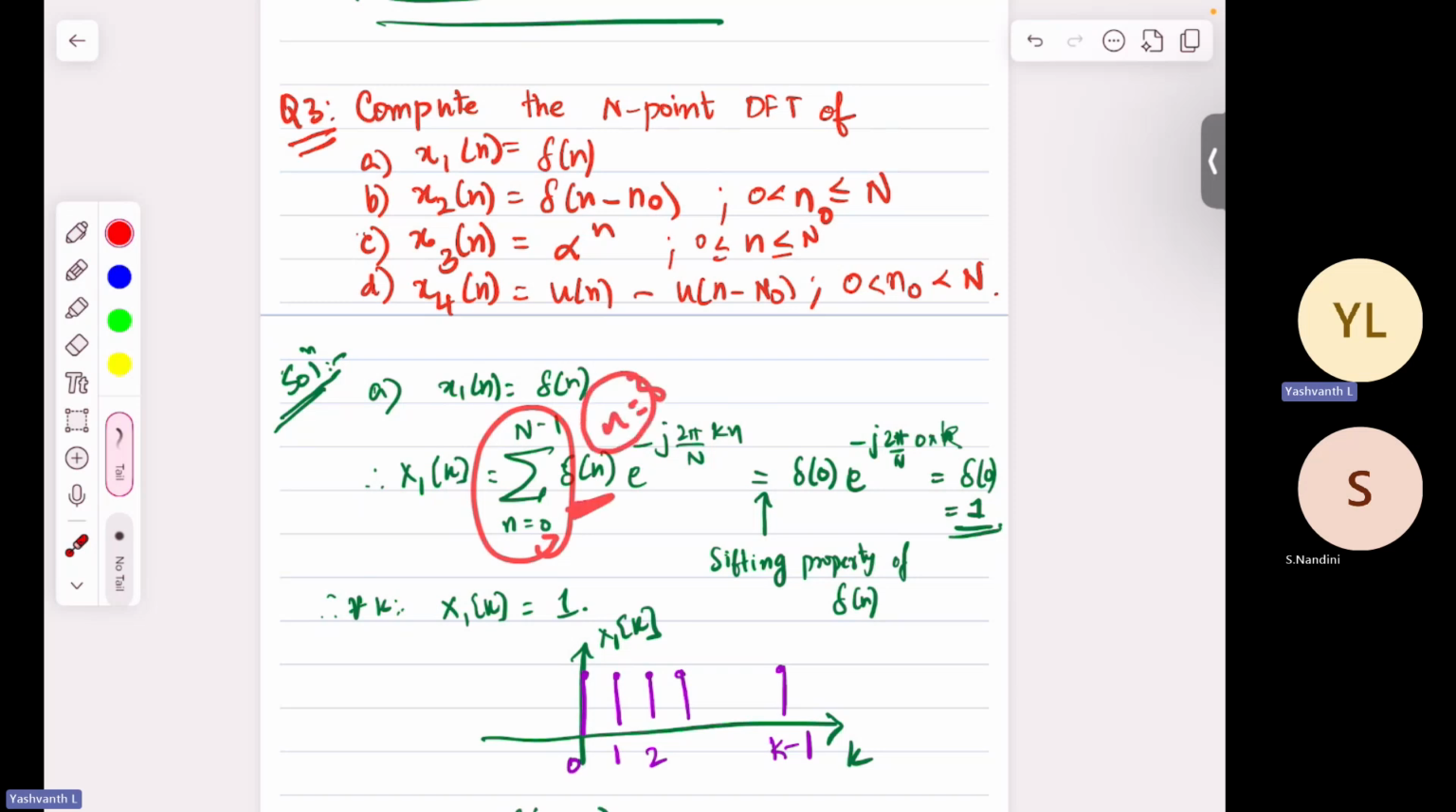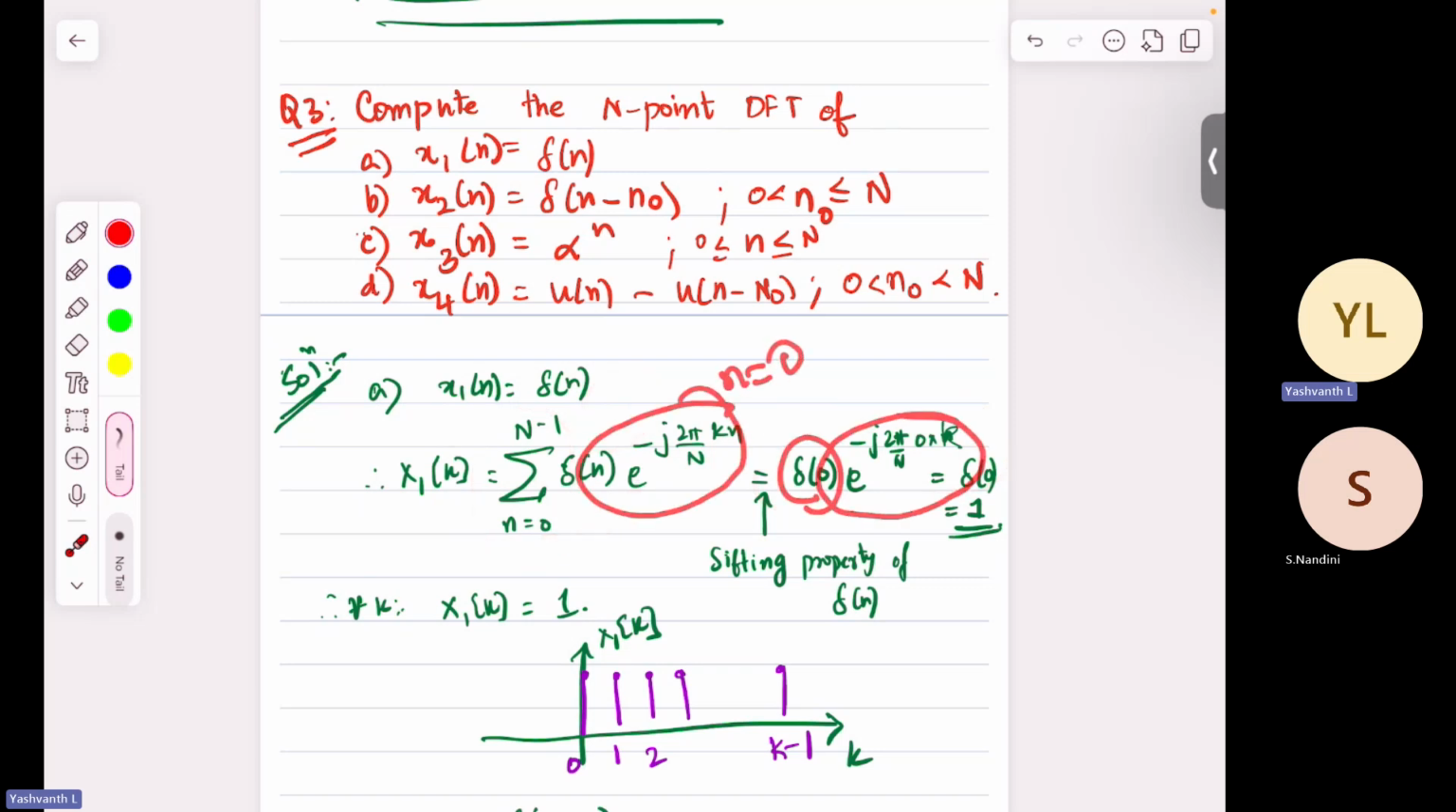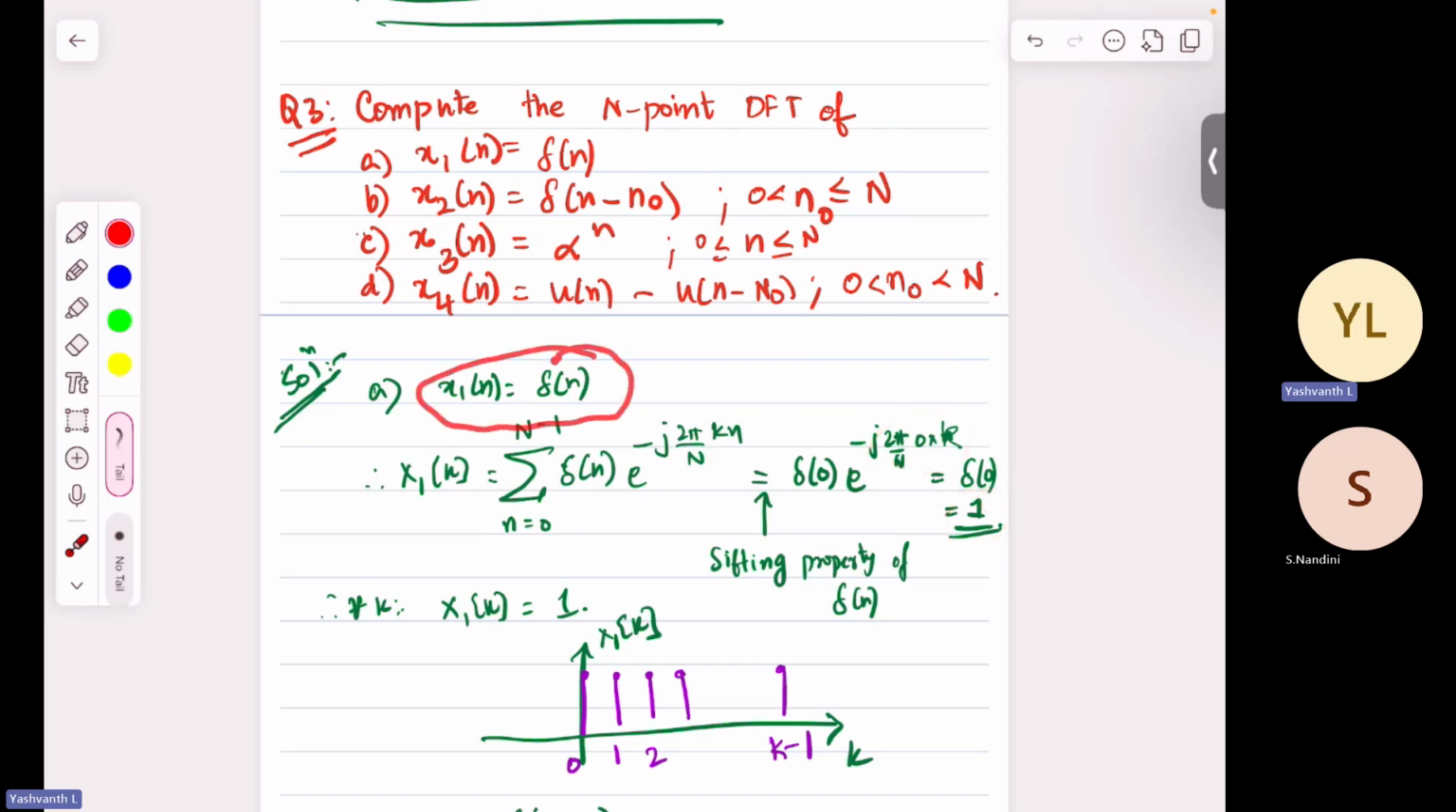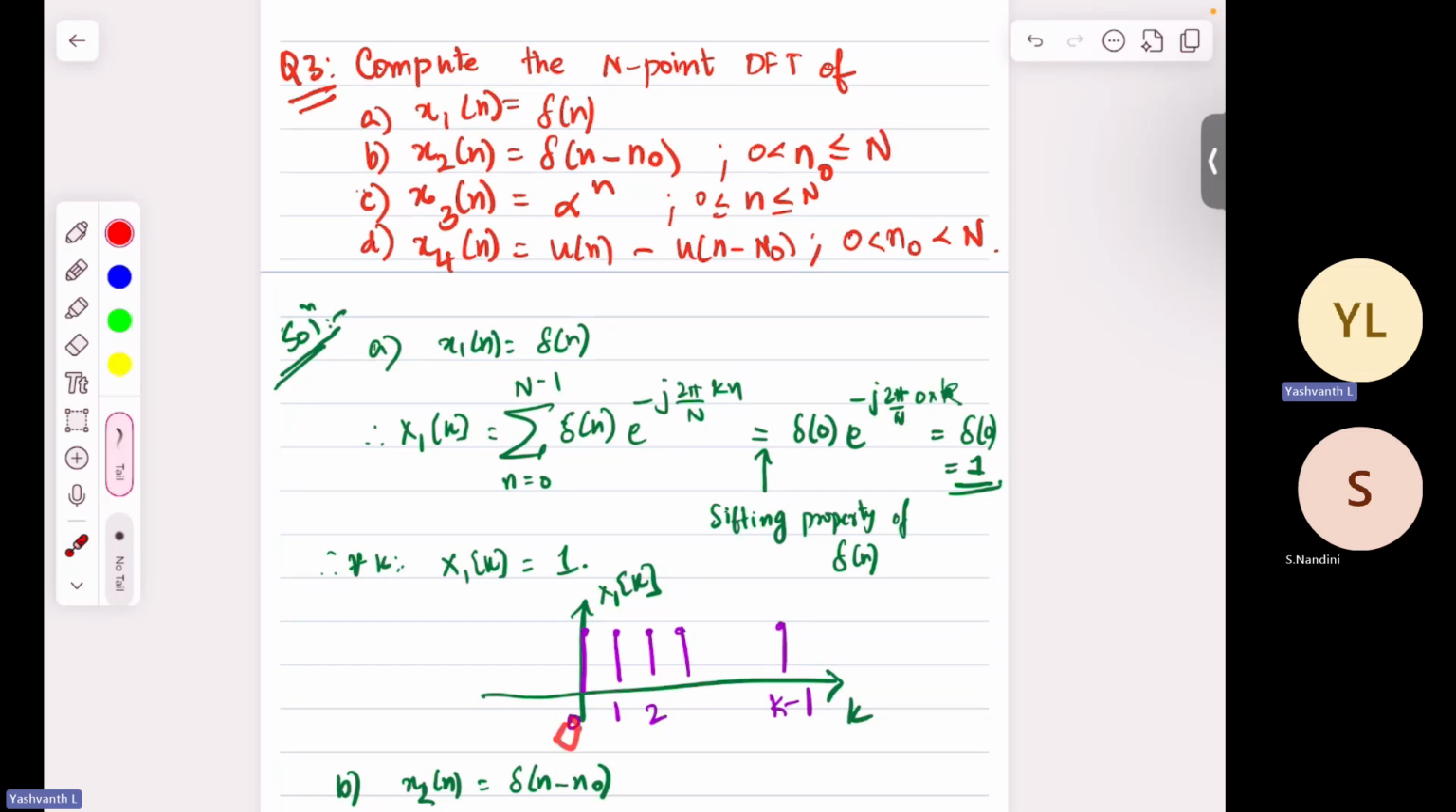Only at n equal to 0 the delta function will take the non-zero value. Therefore it is the same as just the value delta of 0 into the function evaluated at n equal to 0. Only the first term of the summation will have non-zero value. But e power 0 becomes 1. Therefore, delta of 0 is equal to 1. Therefore, what we saw is that if your time domain signal is a delta function, then your DFT is an all one sequence from k equal to 0 to capital N minus 1. It's not N, it is capital N minus 1, because for DFT we only compute for finite samples. Okay, is it clear?